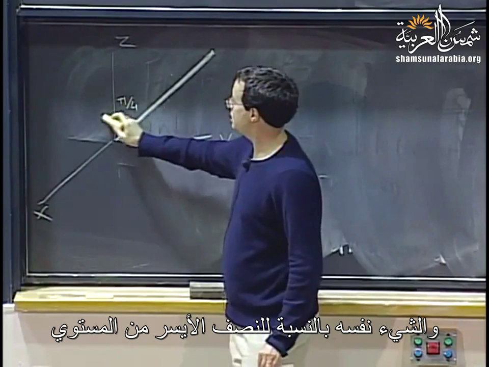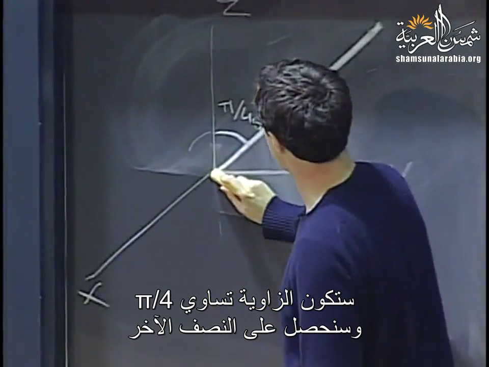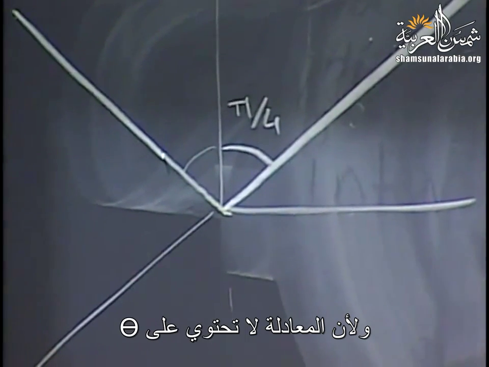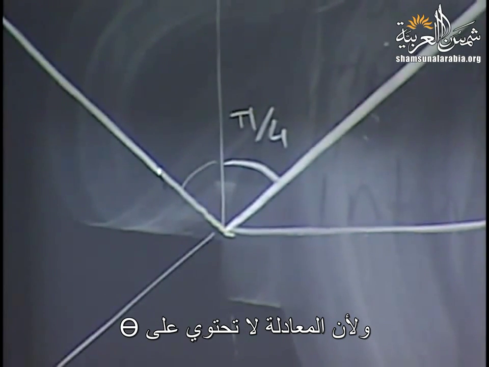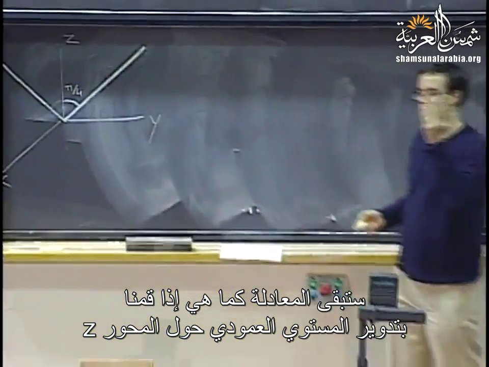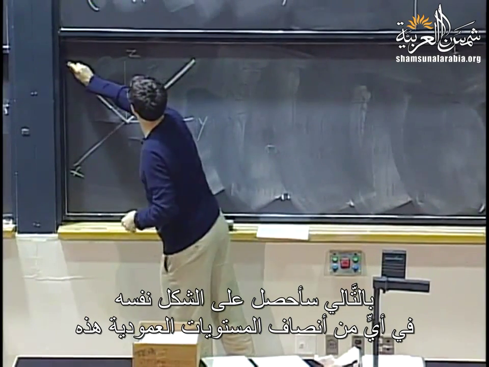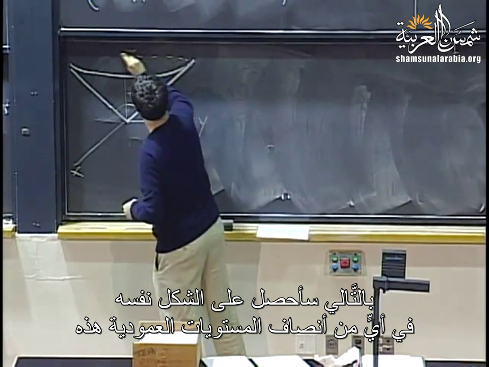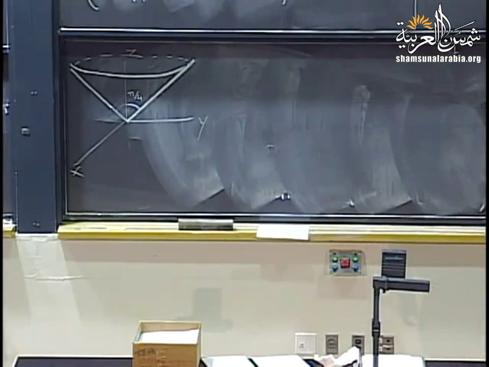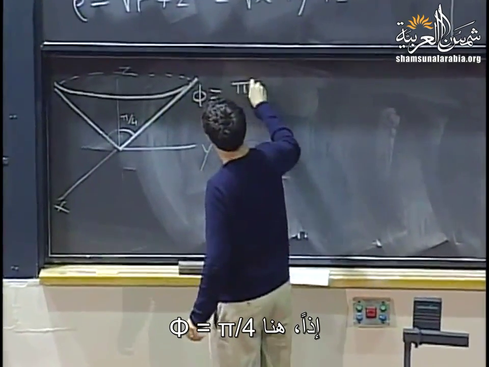Of course, if I'm in the left half of the plane of a blackboard, it's going to be the same. I also take pi over 4, and I get the other half. And because the equation does not involve theta, it's all the same if I rotate my vertical plane around the z-axis. So I get the same picture in any of these vertical half planes, actually. Okay. Now, so this is phi equals pi over 4.